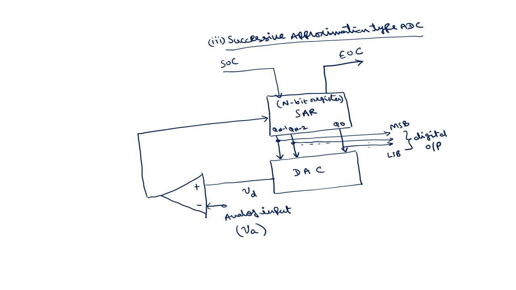Here the operation is, whenever the start of conversion signal is received by this SAR, upon receiving the start of conversion signal, the SAR sets the MSB bit to 1 and all the remaining bits to 0.